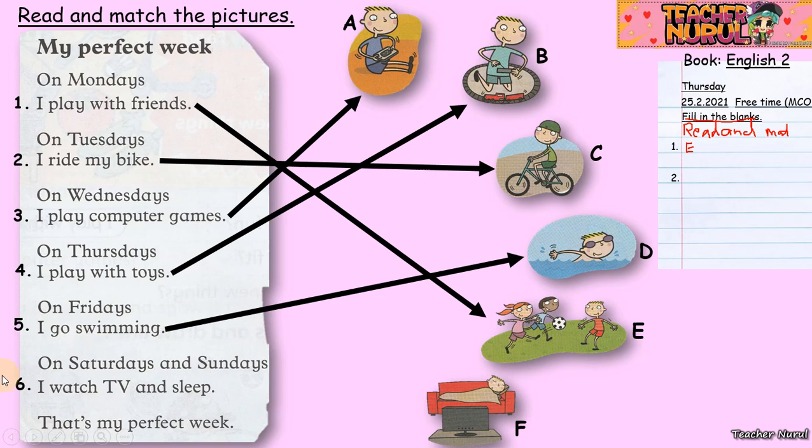Very good. Okay, now let's look at the last one. On Saturdays and Sundays, I watch TV and sleep. So which one is the answer? Yeah, very good. The answer is F. So if you've got all correct, woohoo! Congratulations to you. But if you have any wrong answers, okay, please, I want you to write down the correct answers next to it. Okay, now we're going to do our second exercise.